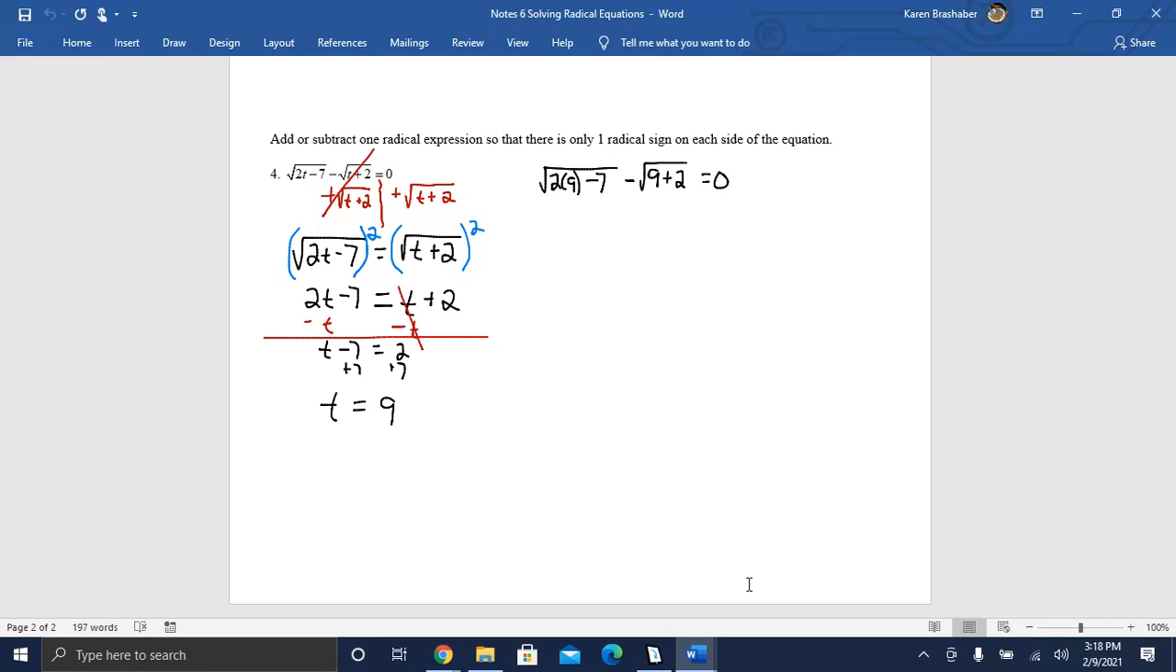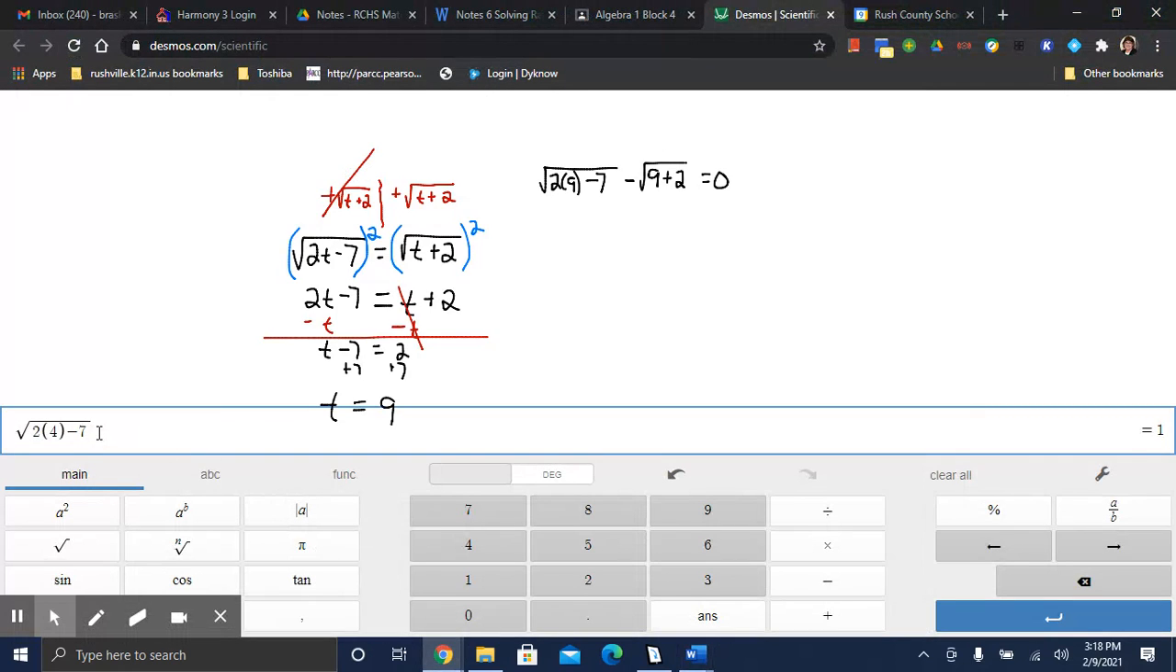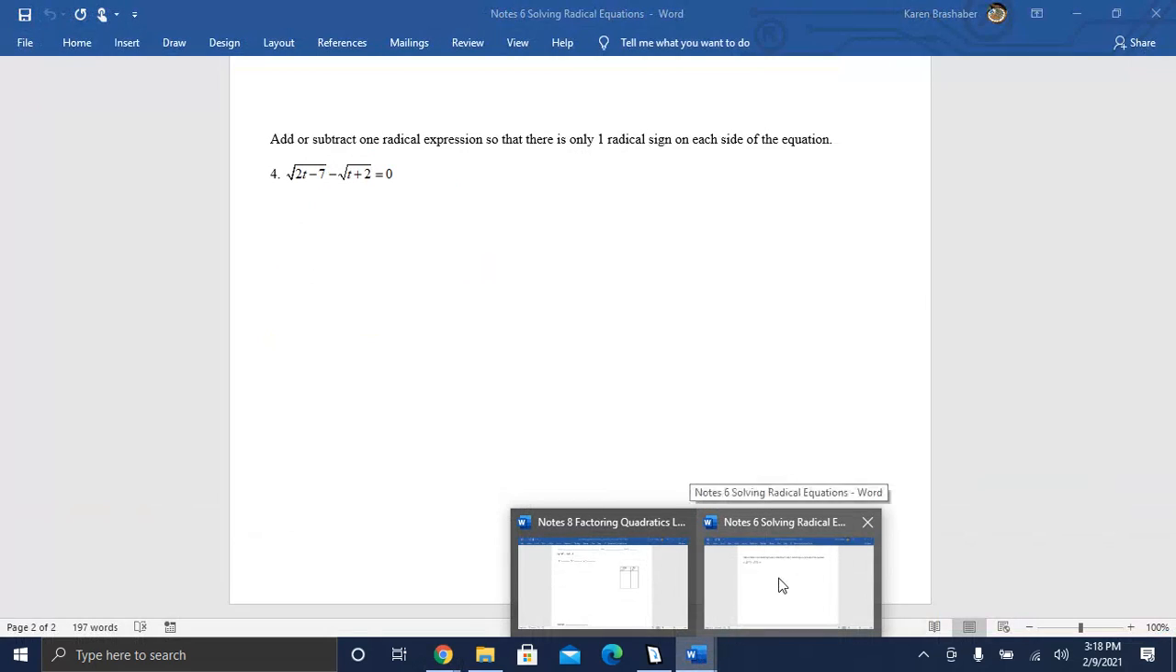So using Desmos, we can type that in. So you've got your square root key, 2 times 9 minus 7, and then get out of the square root, type your minus sign, and then get another square root and do 9 plus 2. And that does equal 0, so our answer did check. All of them on this set of notes, the answer checked. That is not always the case.